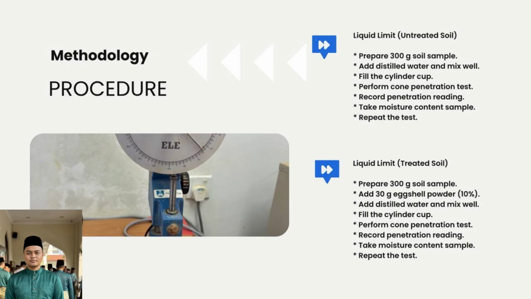For the treated cone penetration test, first, prepare 300 gram of soil sample. Next, add 30 gram eggshell powder, which is 10% of the mass of soil. Thirdly, add distilled water and mix well. After that, fill the cylinder cup and then perform the cone penetration test. Next, record the penetration reading and take a moisture content sample. Lastly, repeat all the tests for other samples.